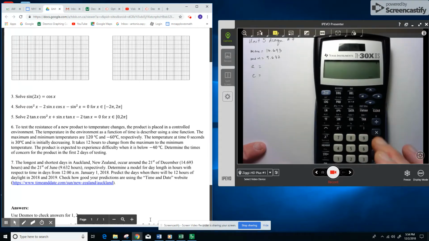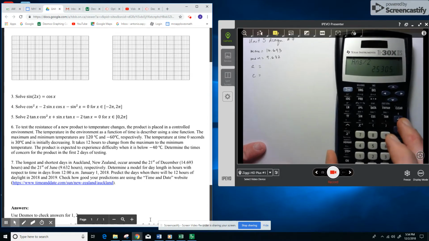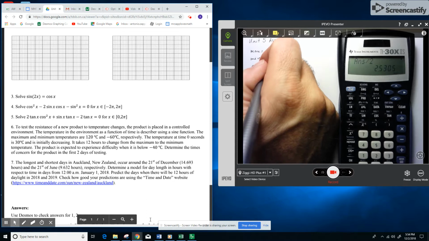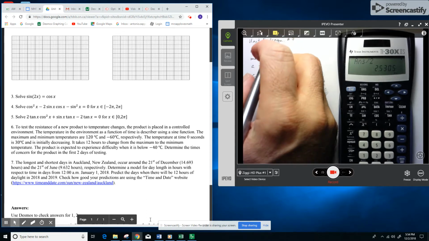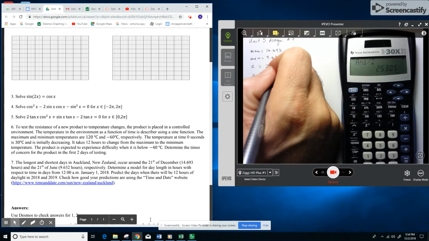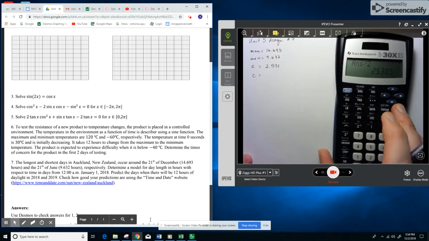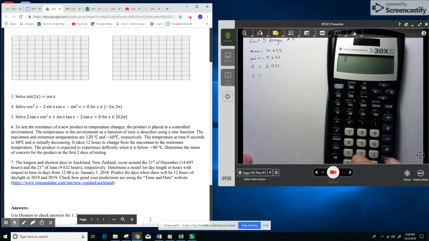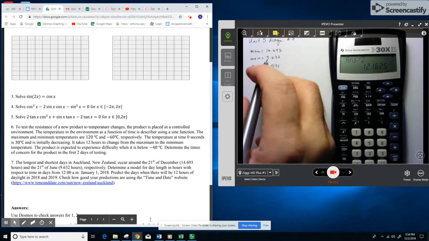We take 14.693 minus 9.632, divided by 2, and that's 2.53. I guess I'll keep 2.531 since we've got 3 decimal places there. 2.531 is our A value, and now let's calculate our C value. So 14.693 plus 9.632 divided by 2 is equal to 12.163.